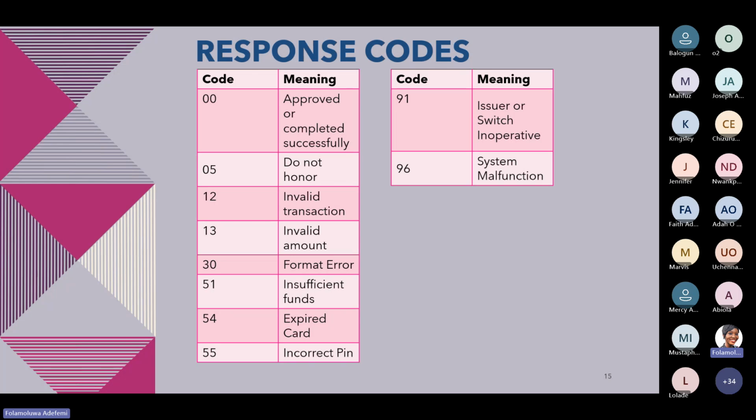There's also a 09, which is transaction in progress. There are a lot of other response codes that we have, but these are the very popular ones. And again, the idea is that the only successful response code that a merchant wants to see before he gives you his goods is 00, which is approved or completed successfully. The rest of them are failures, and like I've just explained the meanings, they point at exactly why the transaction failed.